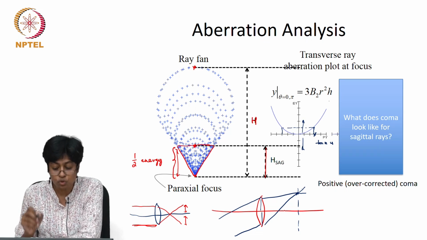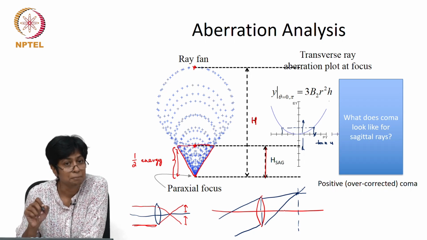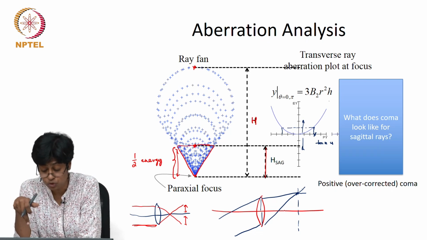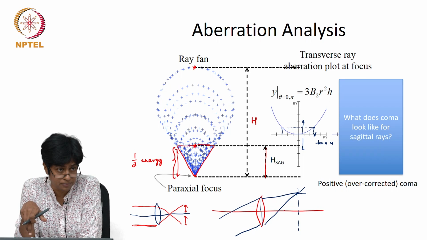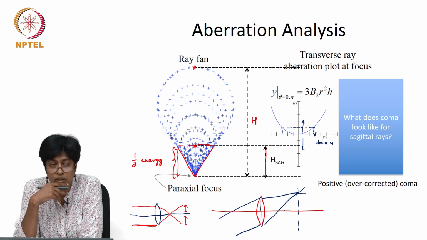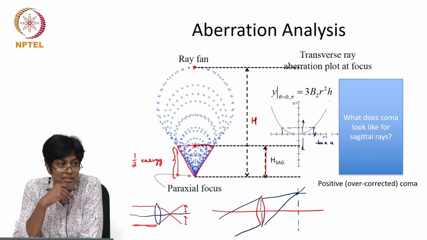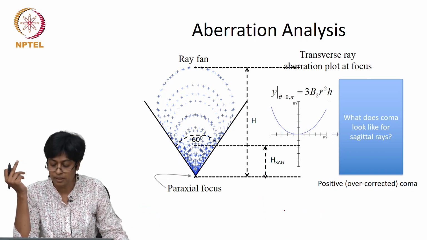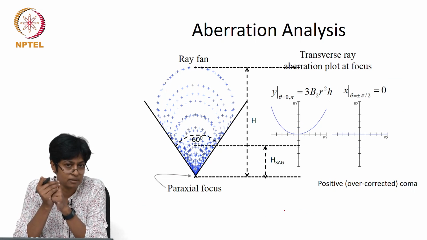Okay. Now, I have drawn the RIC curve for the meridional rays. What would it look like? And it's positive, so we call this overcorrected coma, right? And this is sort of what is expected for a convex lens. What do you think the curve will look like for the sagittal rays? So that's correct. In fact, there will be no error.